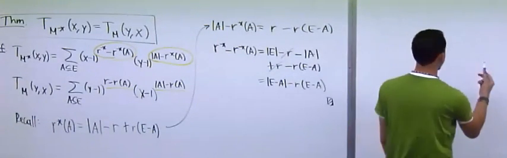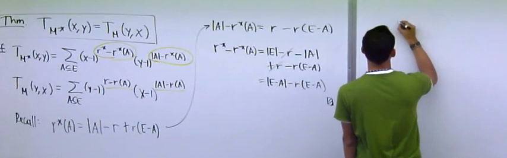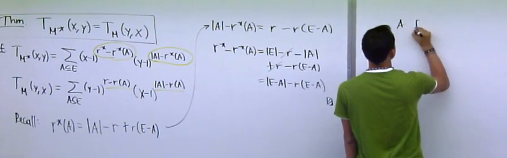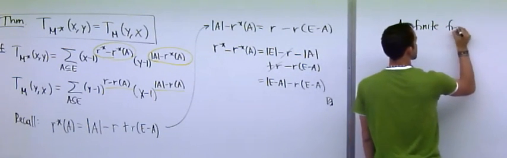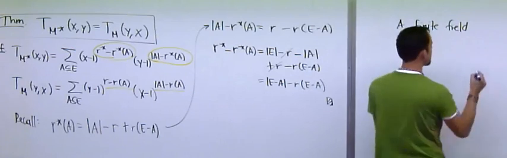So I'm going to give you another alternative which works better sometimes, often. And again, what we're going to do is count in a finite field.